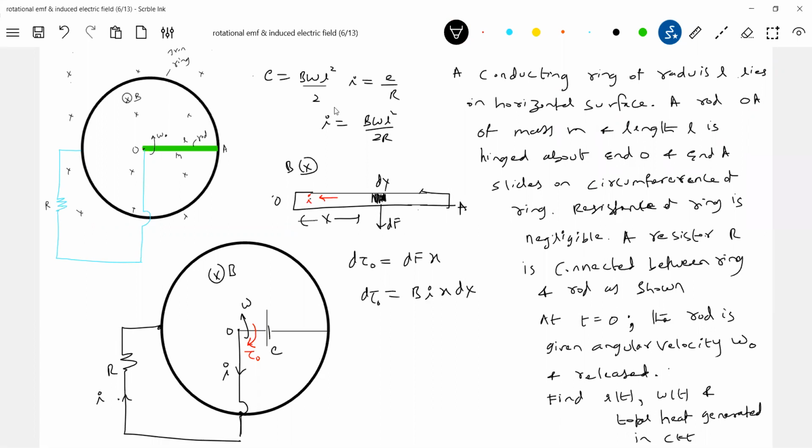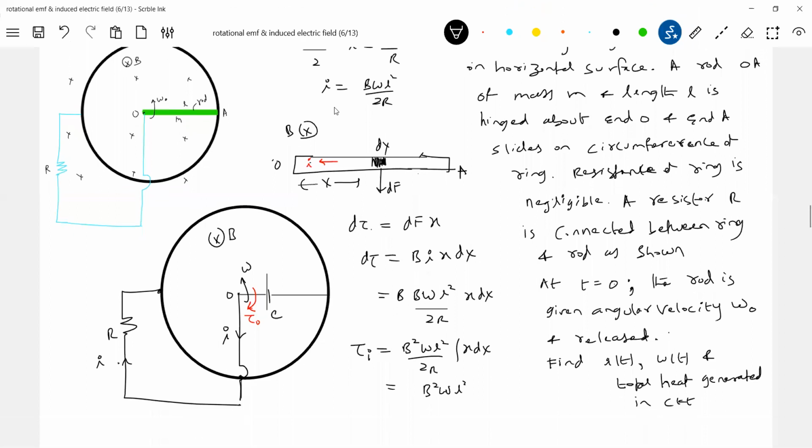So let's calculate what that induced torque is here. So this should be equal to B. What is I from this equation? B omega L square by 2. This will be x dx. B square omega L square by 2R. I'll write it as tau I, induced torque. So this should be equal to B square omega L square by 2R, integrated from 0 to L.